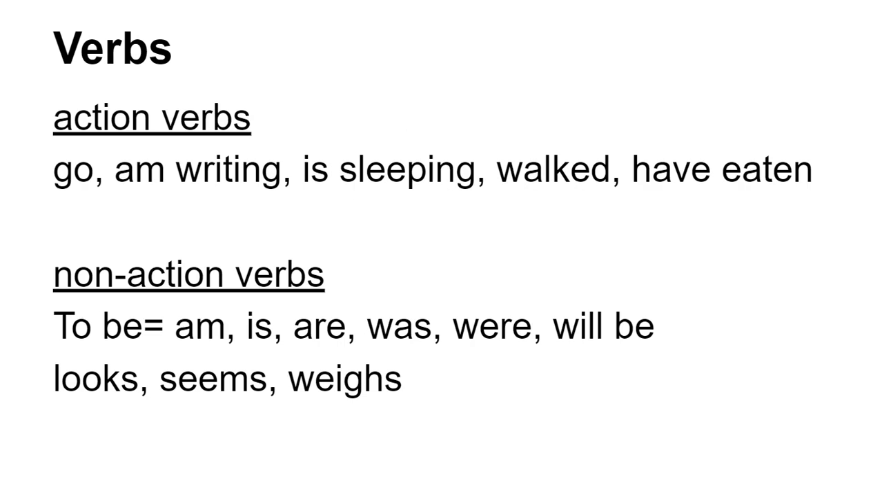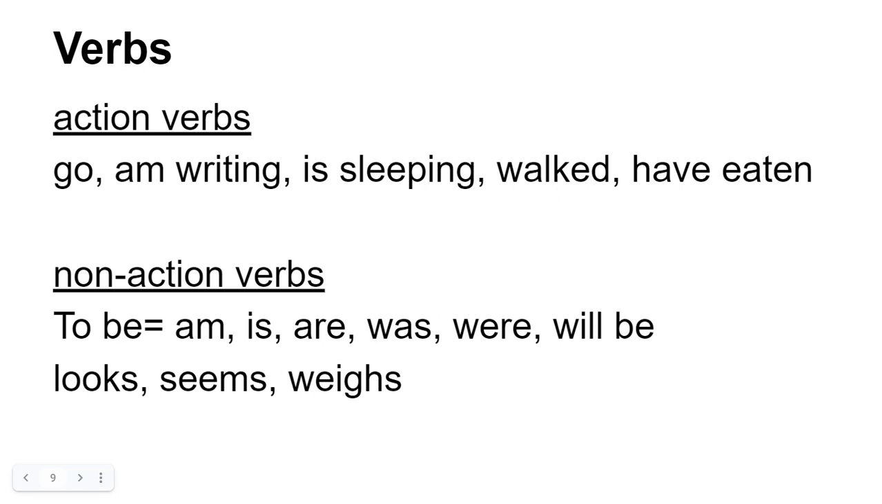So verbs come in two categories. We can have action verbs like go, or I am writing, or he is sleeping, or she walked yesterday, or they have eaten already. And remember, verbs change, right? We can add different endings like ing and ed. We can use have and has with them as well. Okay, so these are action verbs.